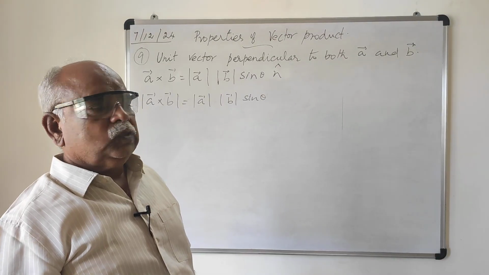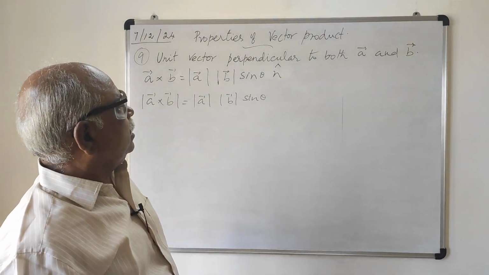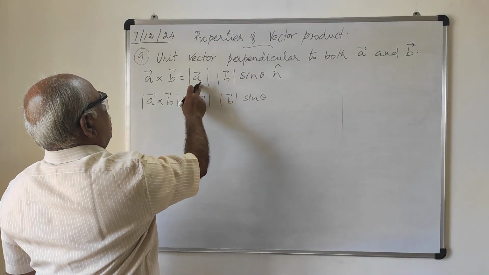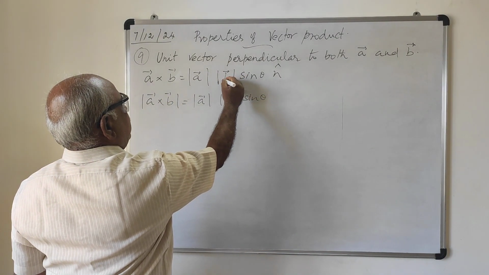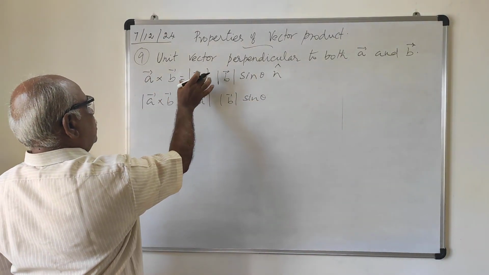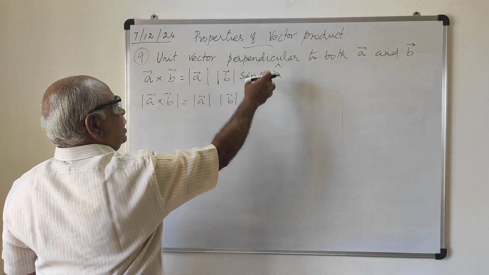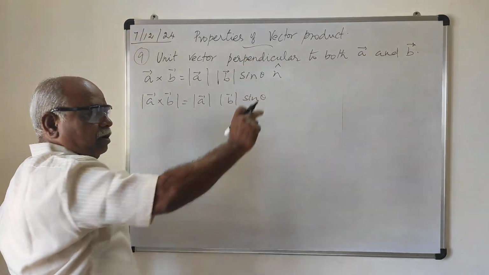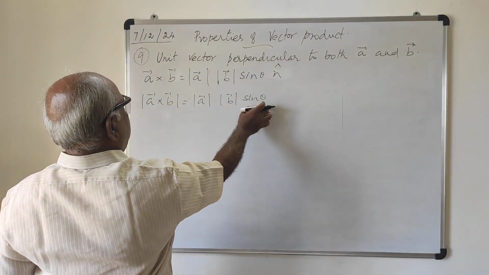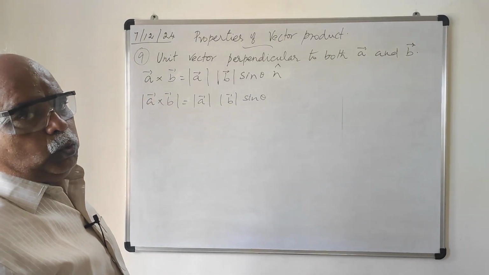Okay. Next property: find the unit vector perpendicular to both A vector and B vector. You know A cross B is mod of A into modulus of B into sin theta into n cap. The modulus of n cap is 1 because n cap is a unit vector. So the modulus of A cross B is mod A, mod B, sin theta. We have seen this already in the angle between two vectors.